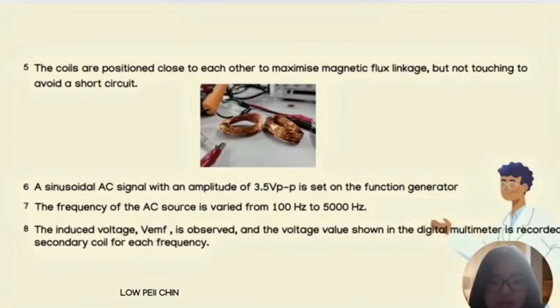A 3.5 volt peak-to-peak sinusoidal AC signal was set on the function generator, and we varied the frequency from 100 Hz to 5,000 Hz. For each frequency, we recorded the induced voltage shown on the multimeter.